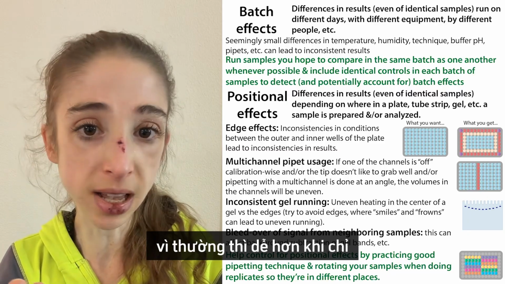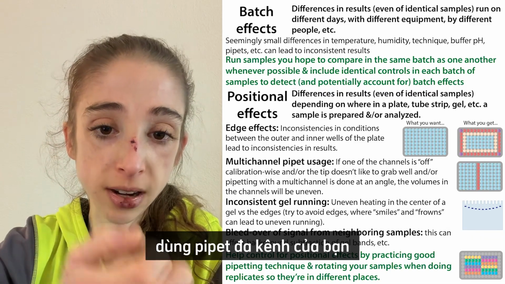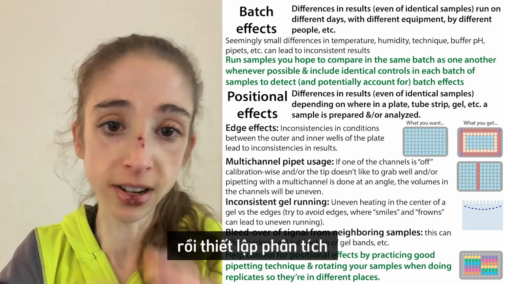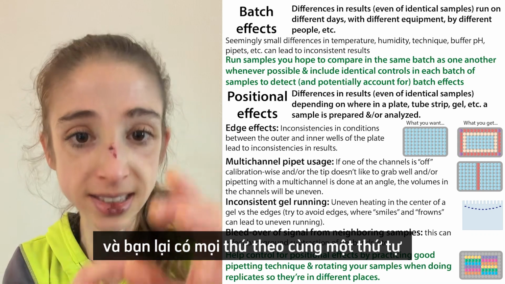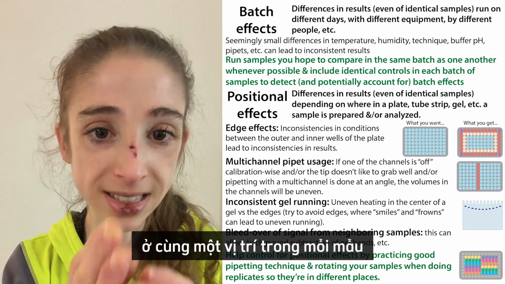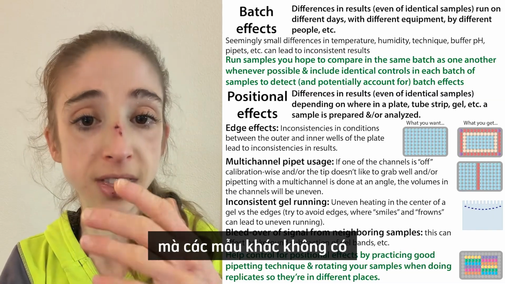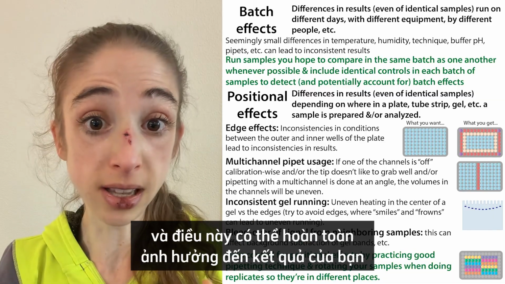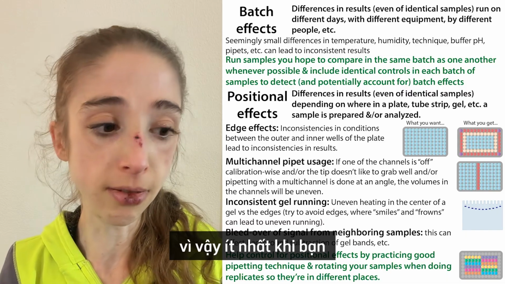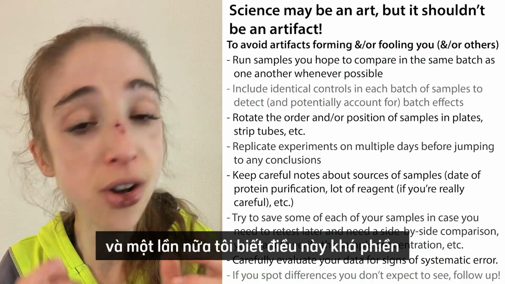I know it's a pain because often it's easy to just go and use your multi-channel or whatever and have the same samples in the same order, and then you're setting up your analysis and you have the same thing in the same order. But that then means you have the same bias in the same places in each sample, and so some samples might have one bias that the other samples don't have, and then this can totally influence your results. So at least when you're replicating on a different day, be sure that the sample order is different. And again, I know that this is a hassle.